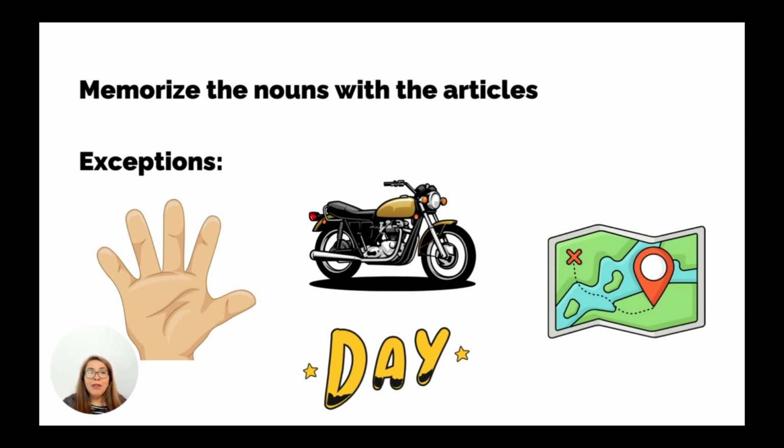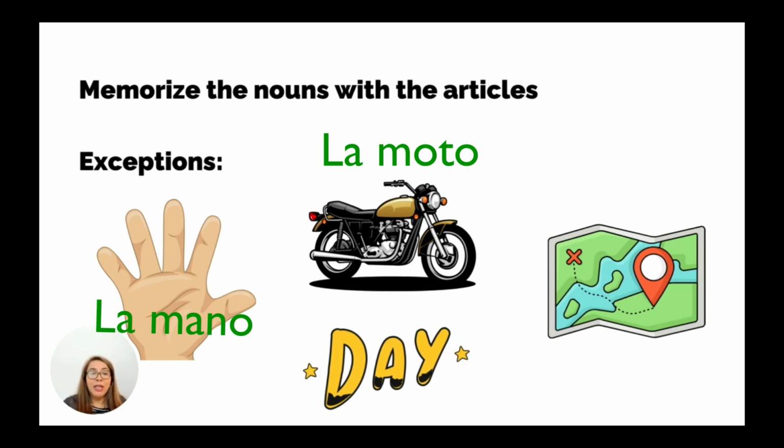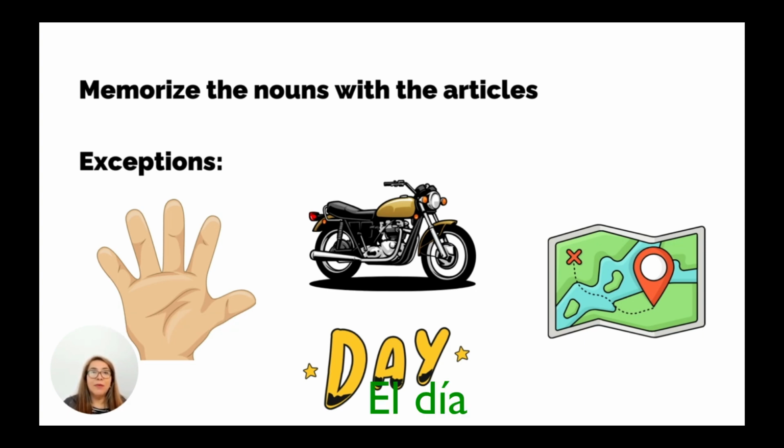So even though you have the rule of thumb that I just gave you, all those endings, it's a good idea when you're learning new words in Spanish to memorize it along with the articles. Why? Because there are exceptions to the rules. For example, hand, mano. It ends in an O, yet it's feminine. It's la mano. Motorcycle, moto. It ends in an O, yet it's feminine. La moto. El día. It ends in an A, yet it's masculine. Mapa. It ends in an A, yet it's masculine. El mapa.